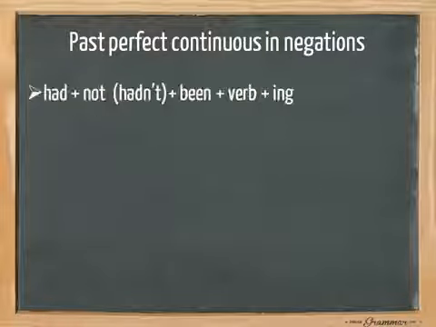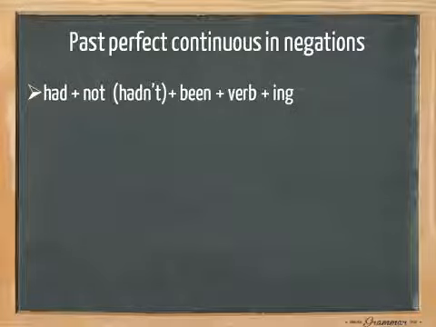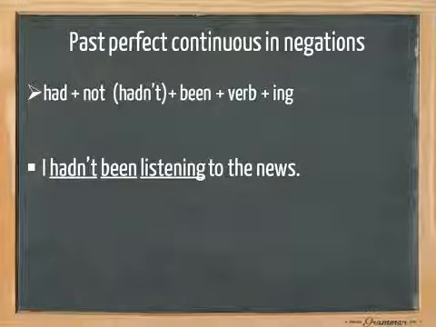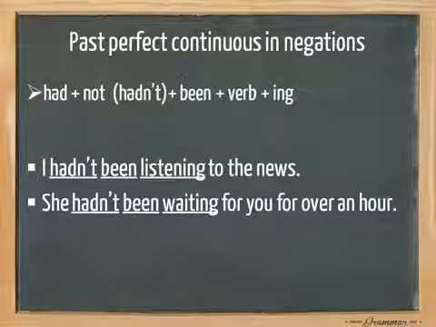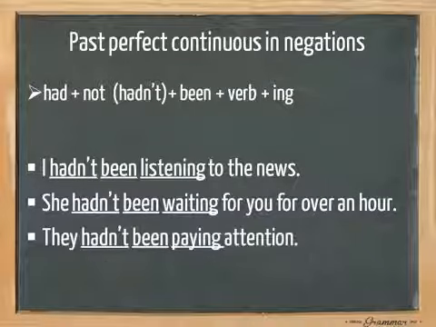For negations, we use the auxiliary verb to have and its past simple form, which is had, but we add not to it, contracting it into hadn't, and the past participle form of the verb to be, the base form of the verb and ing. I hadn't been listening to the news. She hadn't been waiting for you for over an hour, and they hadn't been paying attention.